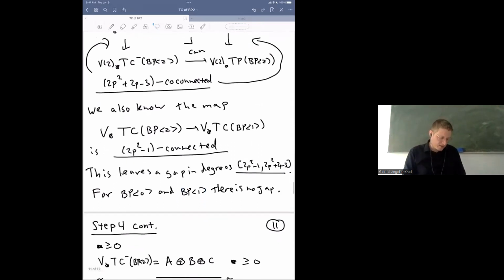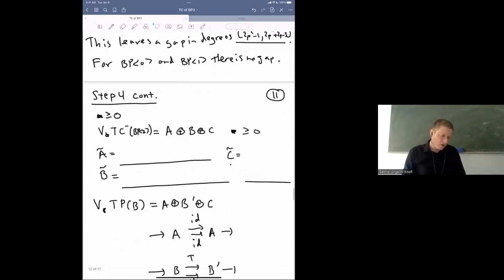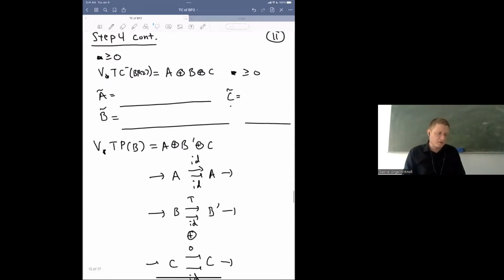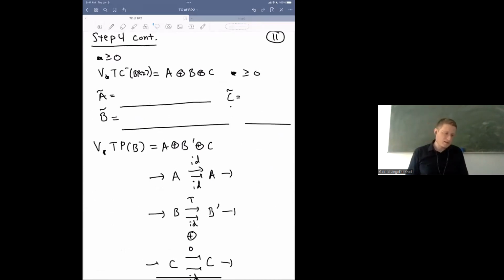Okay, so that was sort of a side comment. And then step 4 continued. I just wanted to sketch a little bit what the answer looks like, although I'm not going to tell you all of the things that go into it. So this TC minus splits into 3 different pieces, at least in positive degrees. There's a piece I'm calling A, B, and C.